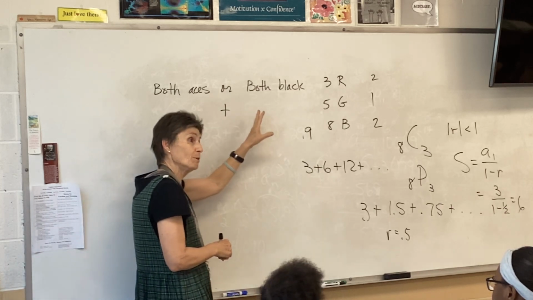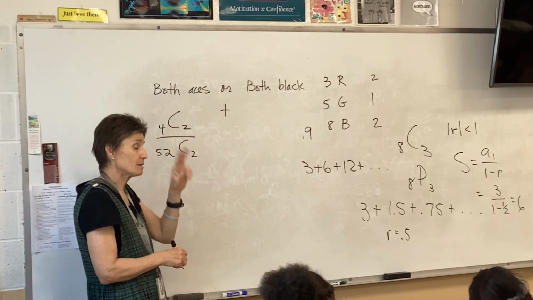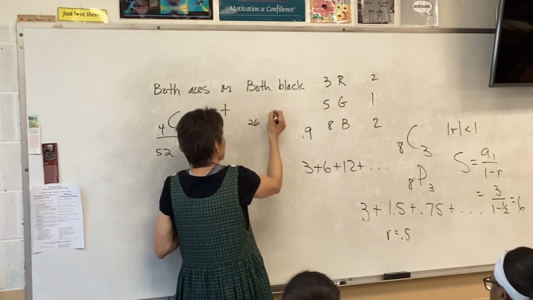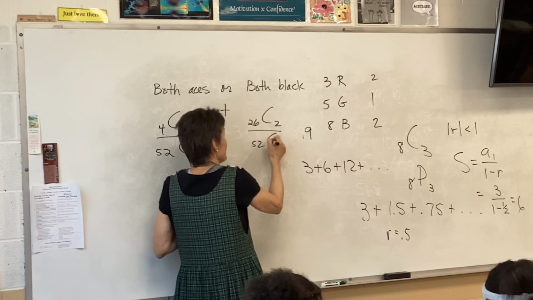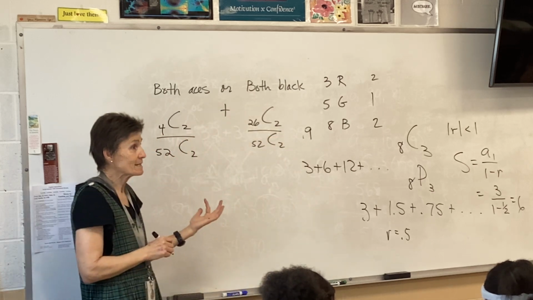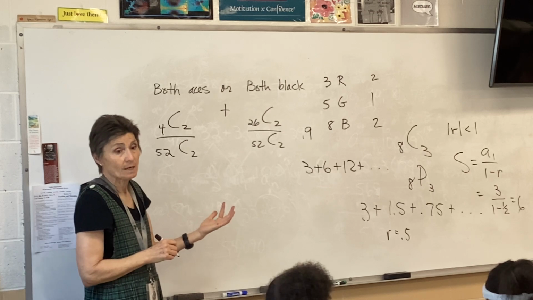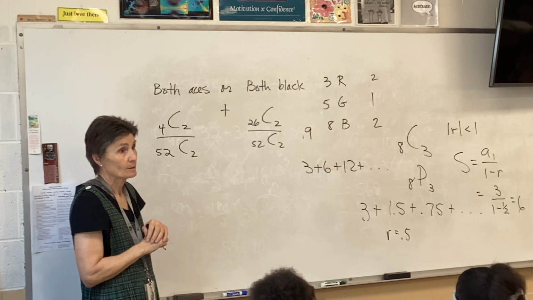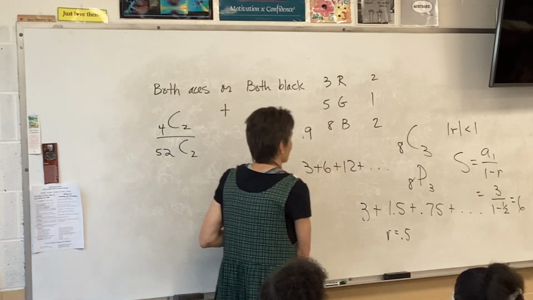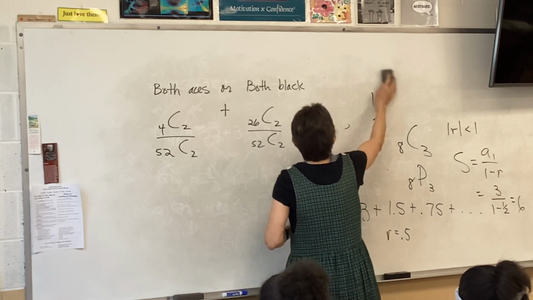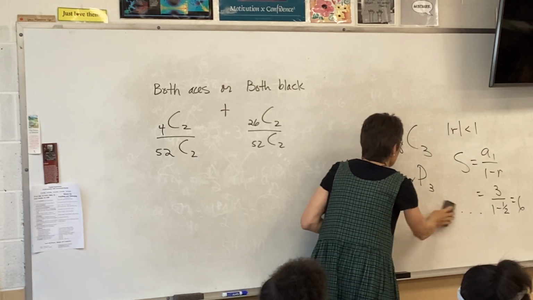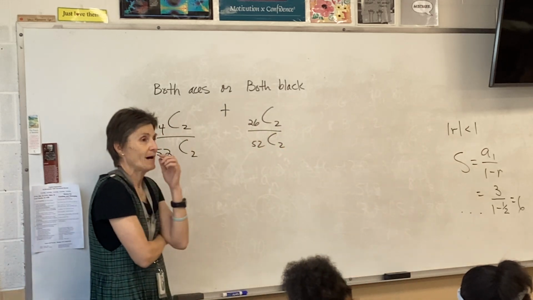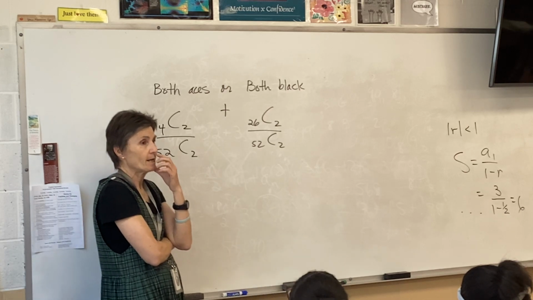All right, now both black, 2 black cards. What's that going to look like? 26C2 over 52C2. Why 26? Because there are 26 black cards in the deck, and we're picking 2 of them. This problem is incredibly tricky. We are not done. There is something fishy. Can anybody think about what's fishy about this problem?